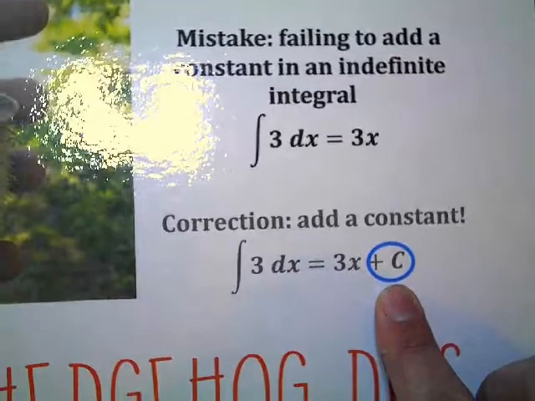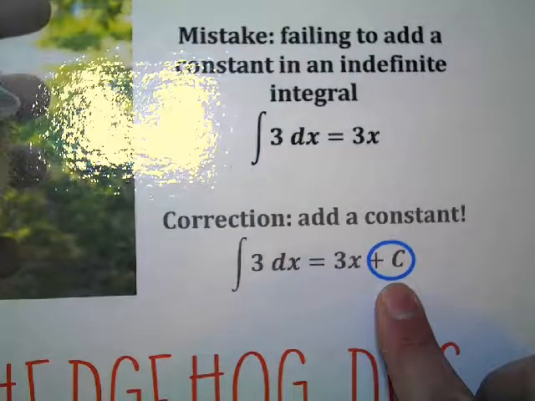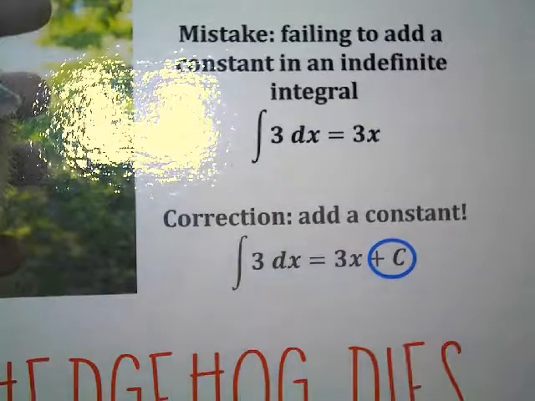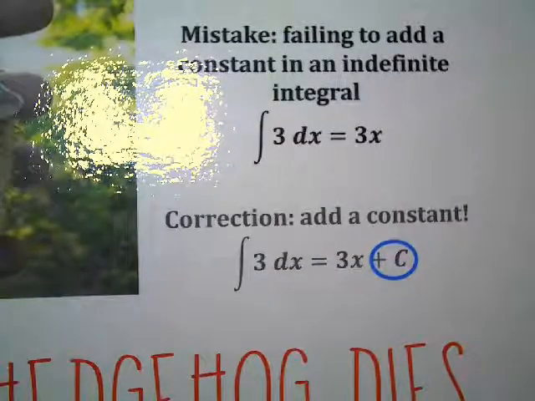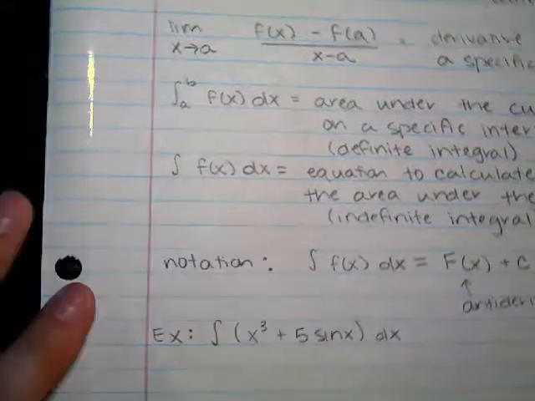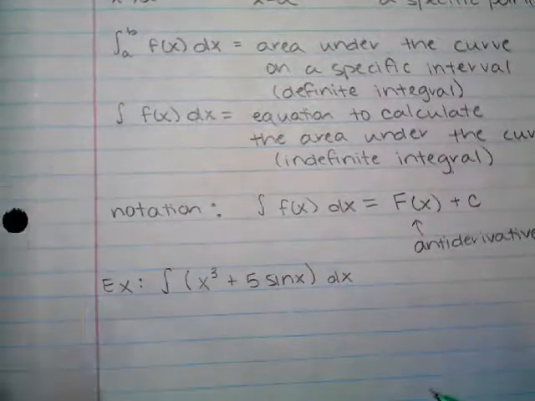All right, so we are watching out for little piglets, little turtles, little hedgehogs. Let's not kill anything. Okay, so let's do the rule. How do we take the antiderivative of x to the third?